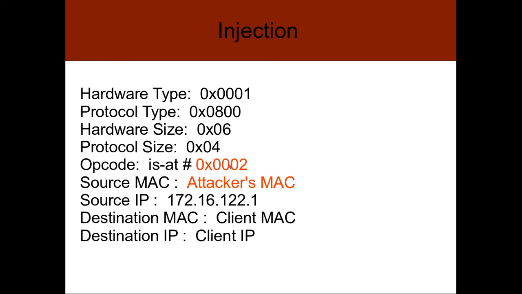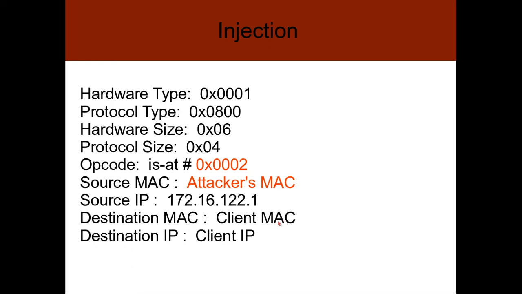This is the opcode of the ARP reply. If you want to send an ARP request, you must change this value to 0x0001 here, okay. And basically we are telling the client MAC, which is the destination of this packet.